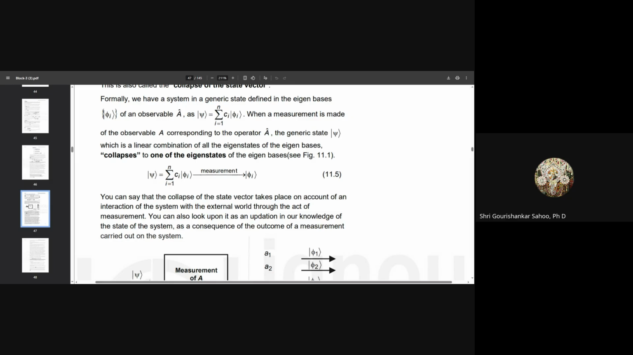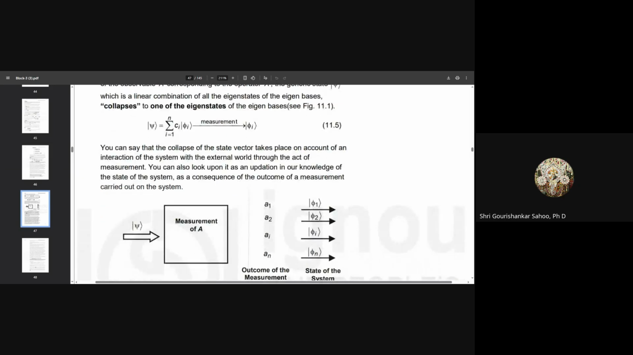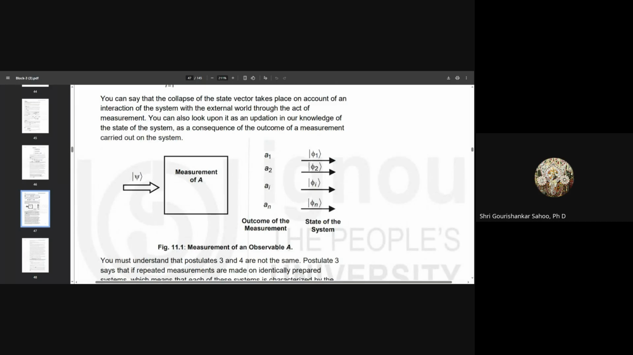So you can say that the collapse of the state vector takes place on account of an interaction of the system with the external world through the act of measurement. Before measurement, it exists. After measurement, it collapses. You can also look upon it as an updating of our knowledge of the state of the system as a consequence of the outcome of the measurement carried out on the system. So this can be represented pictorially as shown on the screen. Measurement of observable A. After the outcome of the measurement, what are the states of the system?